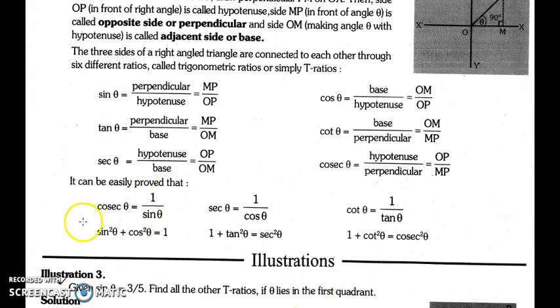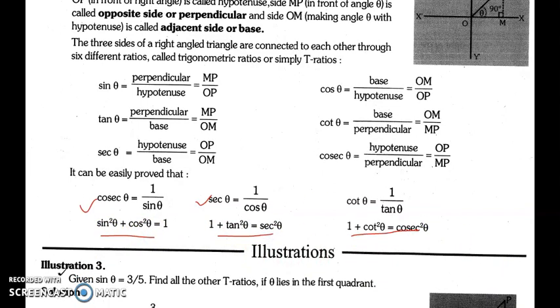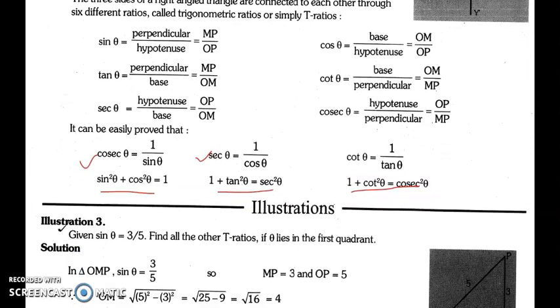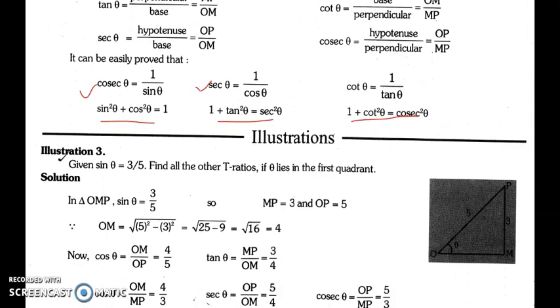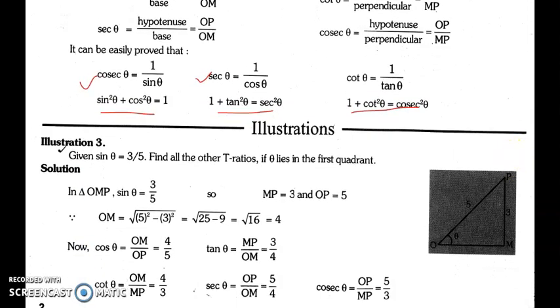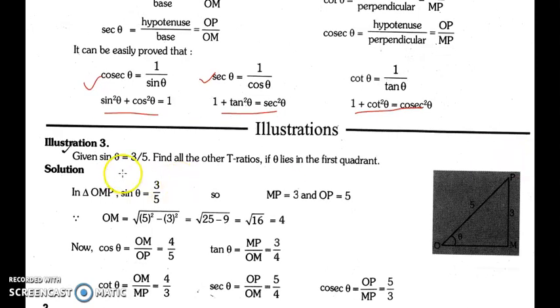And these are the identities. Cosecant theta is 1 by sin theta, secant theta is 1 by cos theta, and there are a few other identities, like 1 plus tan square theta, sin square theta. This is all that we have done. I'll just skim through it. And this is your simple example.